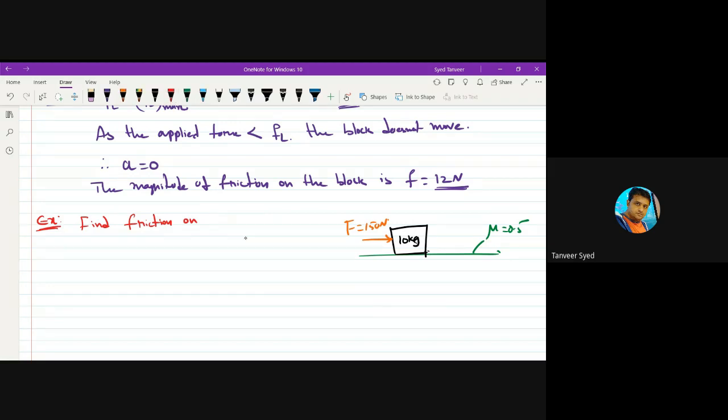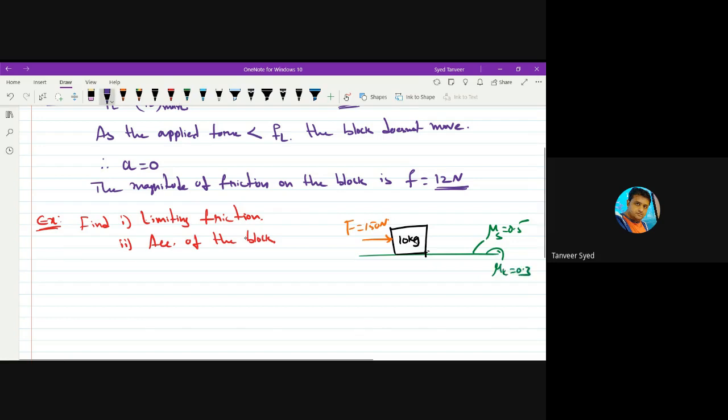Okay, or limiting friction. Number 2, acceleration of the block. I will give again two values. This mu s static friction is 0.5 coefficient and kinetic friction is 0.3.